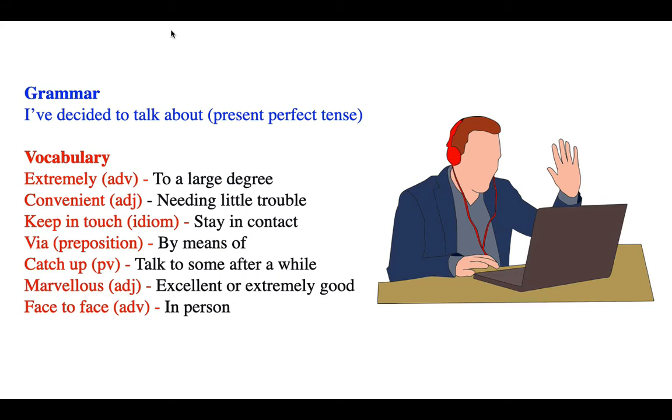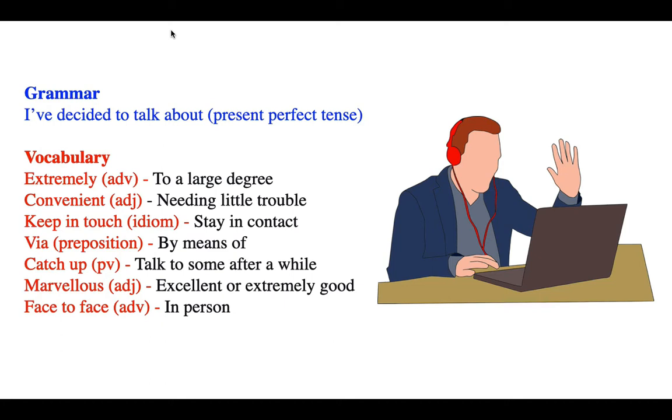"To keep in touch." This is a great idiomatic phrase for when you're talking about your family or your friends, and that's to stay in contact with each other. Practice using it. It's a great one to slip into your answers for part 1, part 2, or even part 3. "Via." So this is actually a preposition, and I say via video calling, but we could go to the shops via car or via subway. So it's by means of.